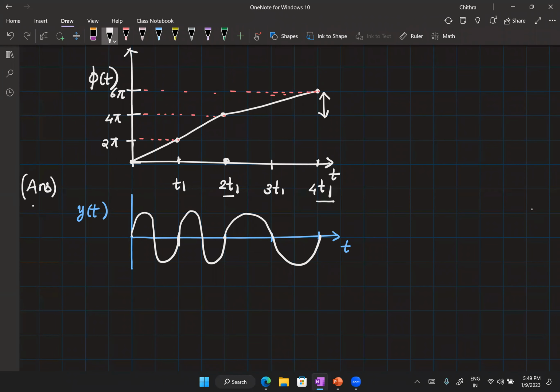So let's say what is the instantaneous frequency till 2T1? Let's say this is some omega 1. So omega 1 is 2 pi by T1. And if this is omega 2, what is the relationship between omega 1 and omega 2? It's half that. So omega 2 is basically omega 1 by 2. Is this clear? Okay.